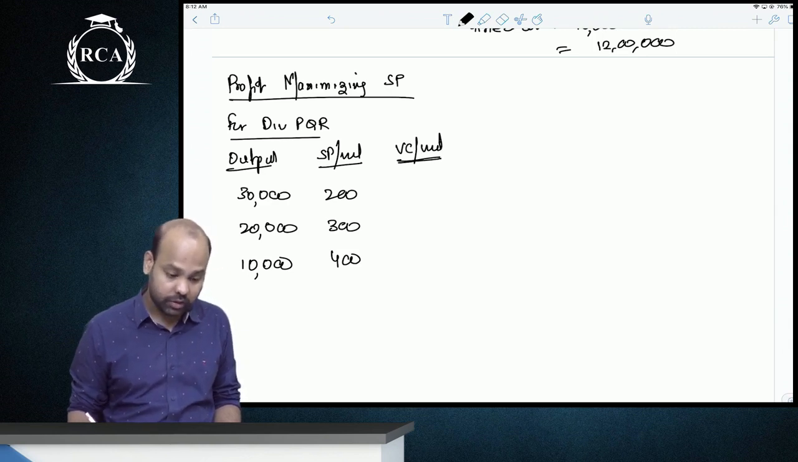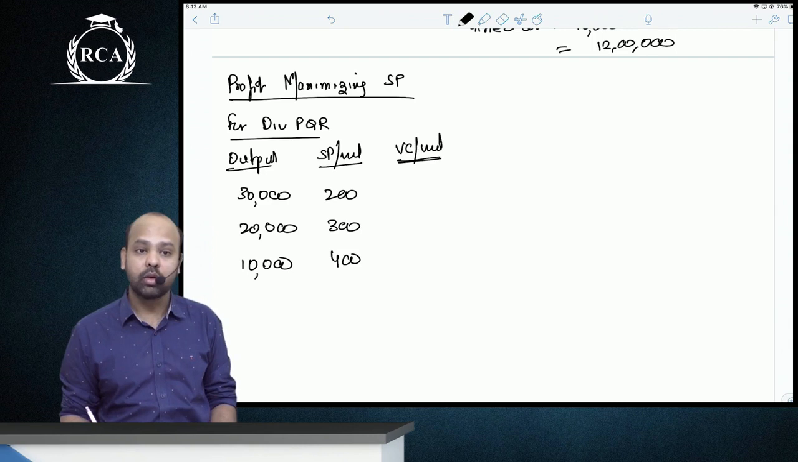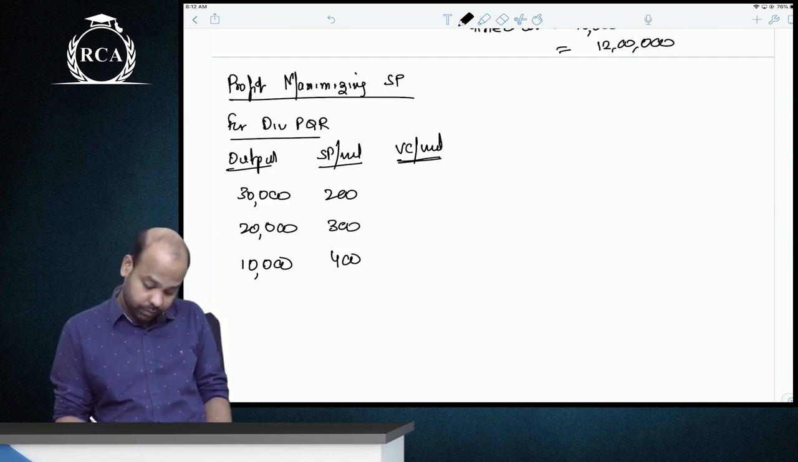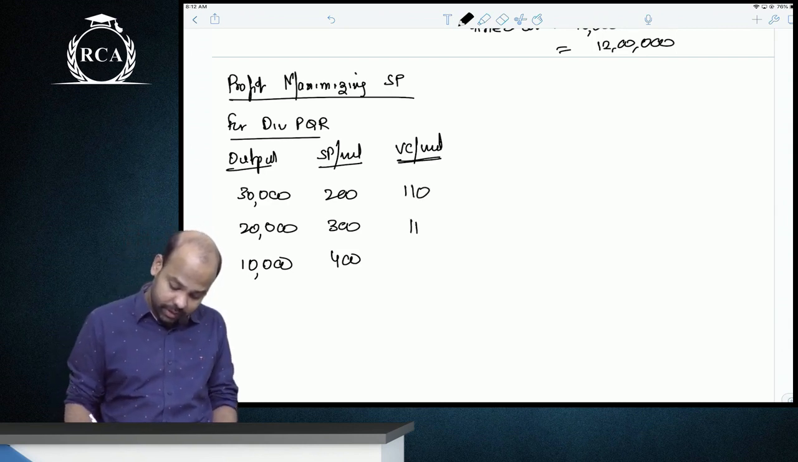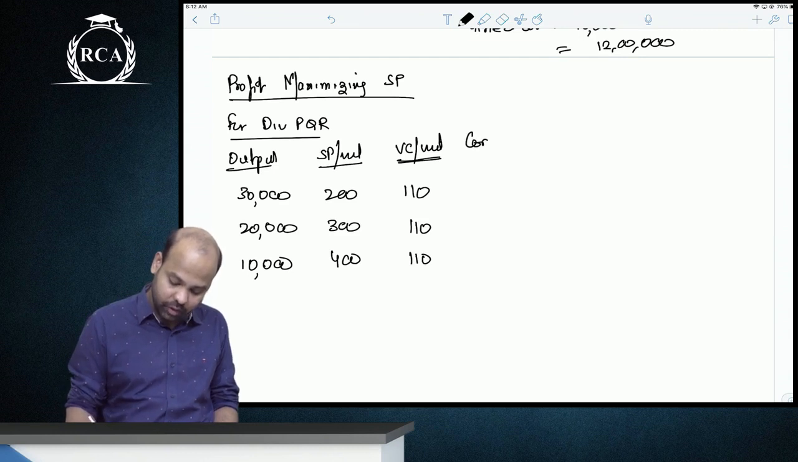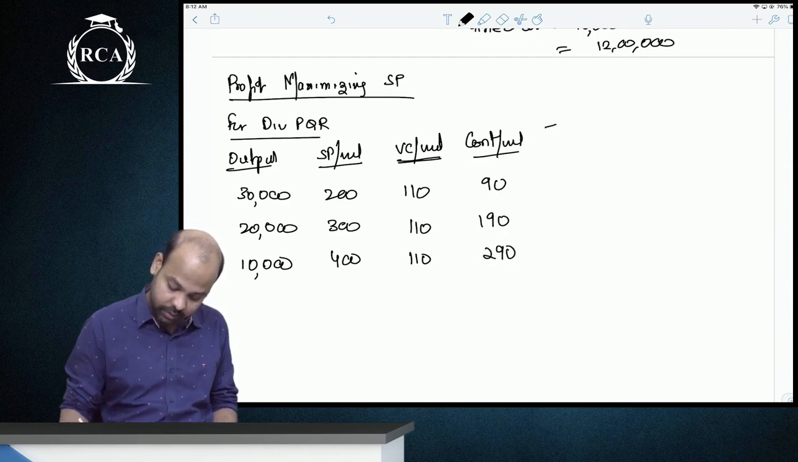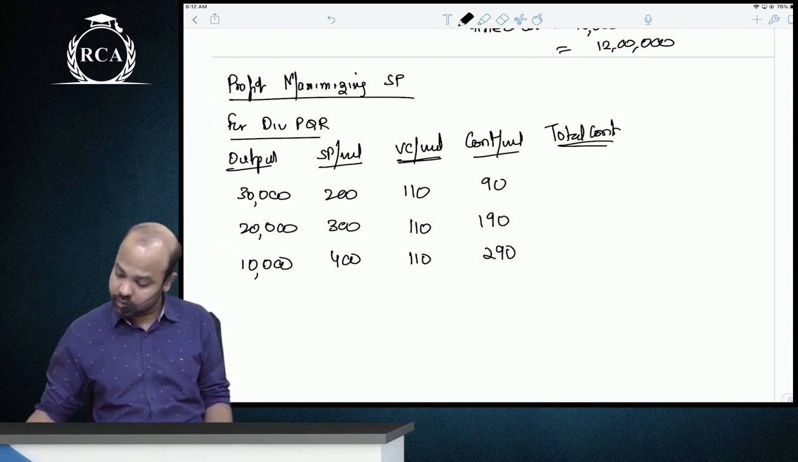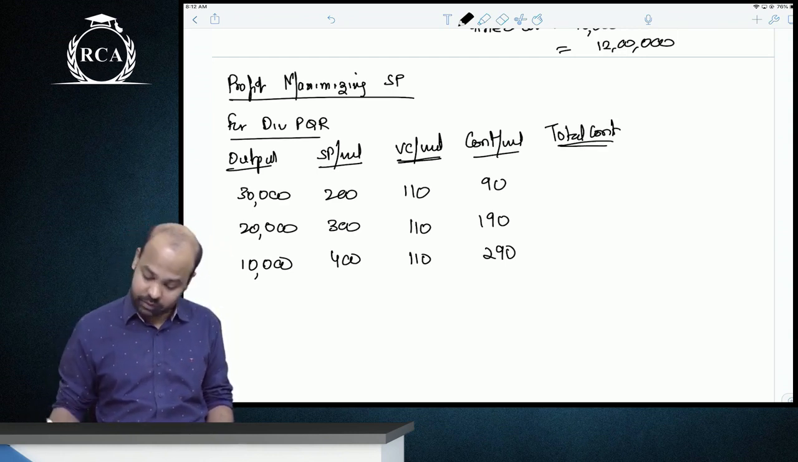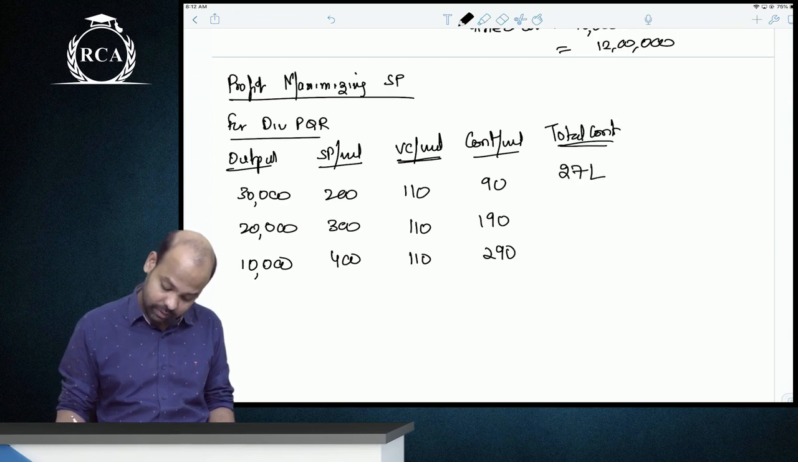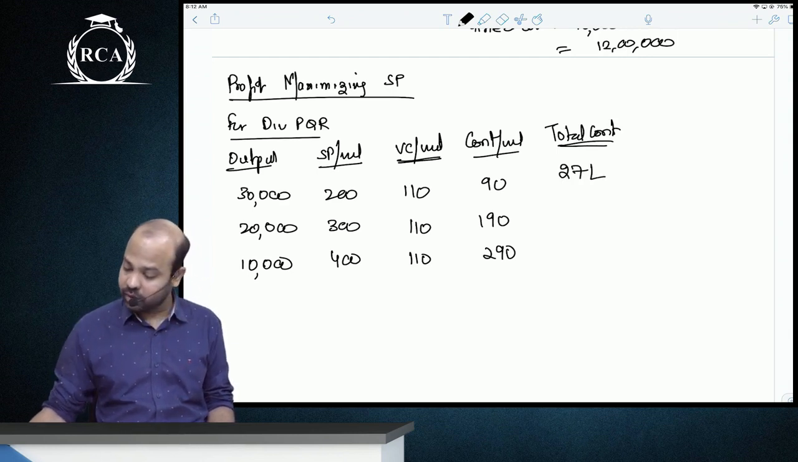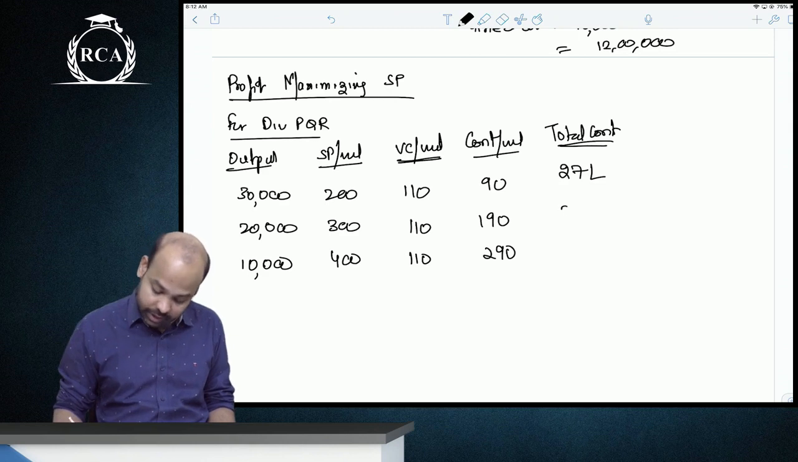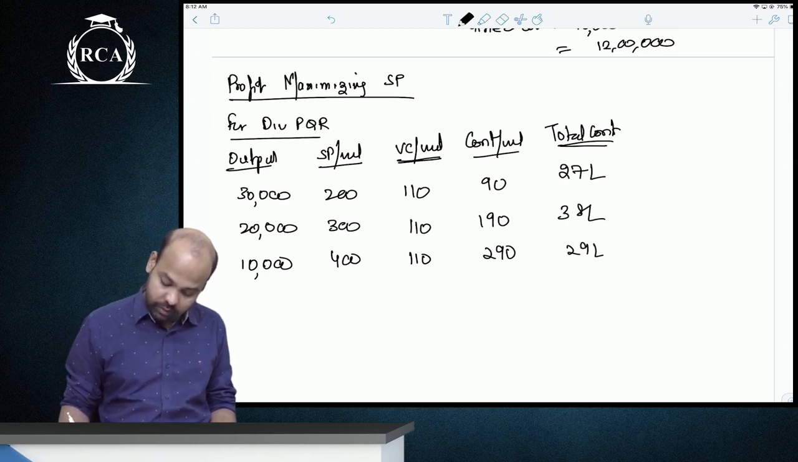Our variable cost per unit is 110. These are external sales, guys. Contribution per unit, guys, is 90 rupees, 190 rupees and 290 rupees. Our total contribution, guys, is 30,000 into 90, which is 27 lakhs. 20,000 into 190 is 38 lakhs. And this is 29 lakhs.